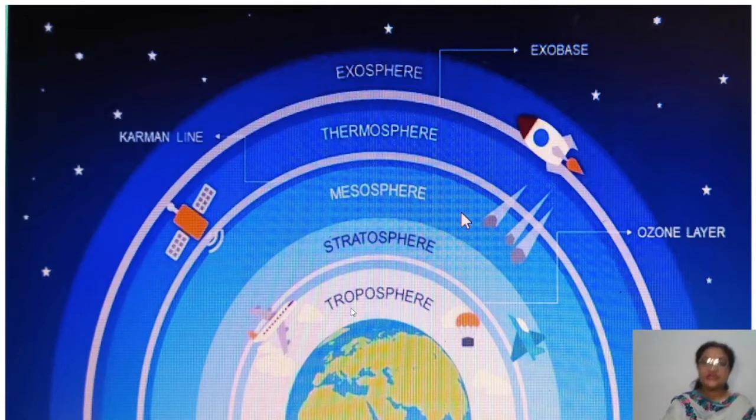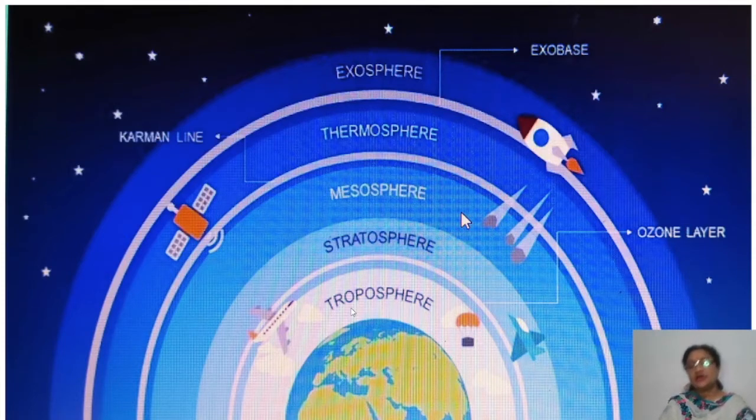Troposphere covers 8 kilometers over the poles, and it gets 18 kilometers thickness over the equator. So on average you can say it is around 15 to 16 kilometers above the mean sea level. This is the thickness of troposphere.